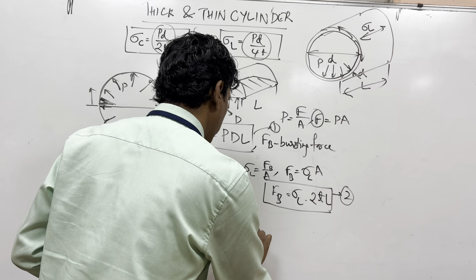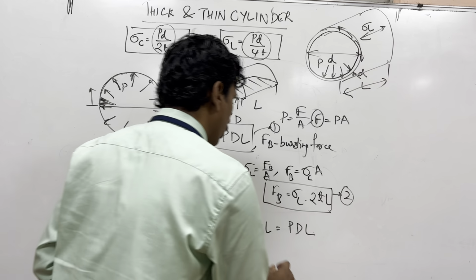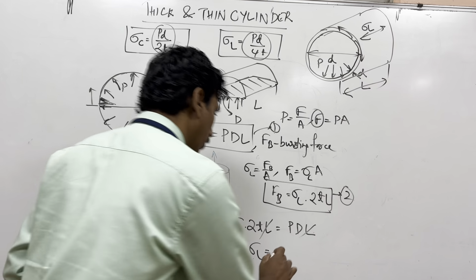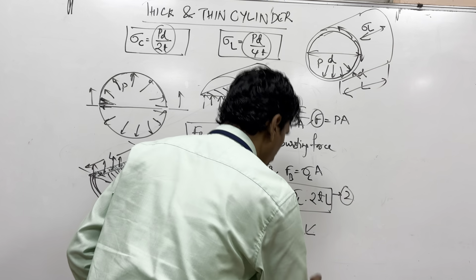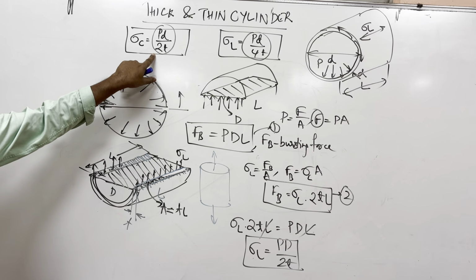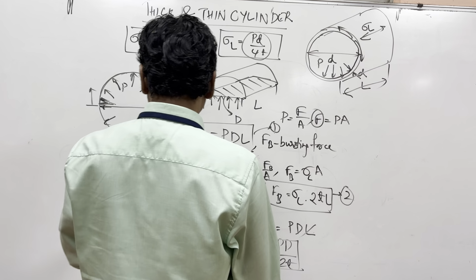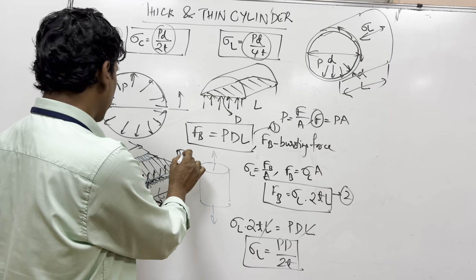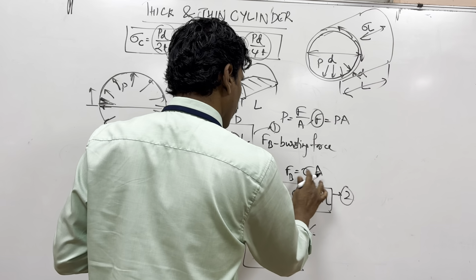So you get sigma L into 2TL is equal to PDL. So L and L cancel out, and you get sigma L equal to PD by 2T. Okay, this is the first equation that we were expecting. I wrote this as the circumferential stress, no? I wrongly wrote it as sigma L. This is sigma C, circumferential stress.